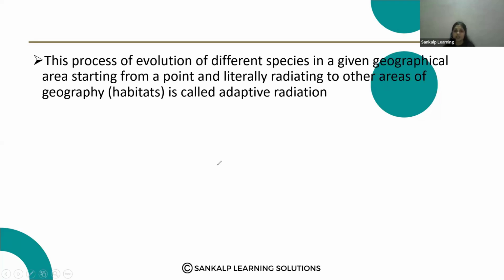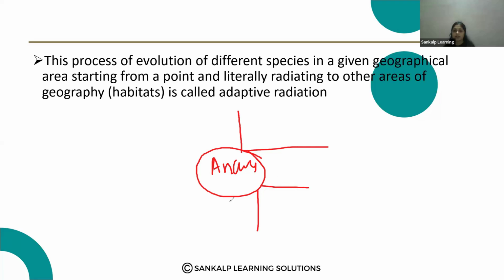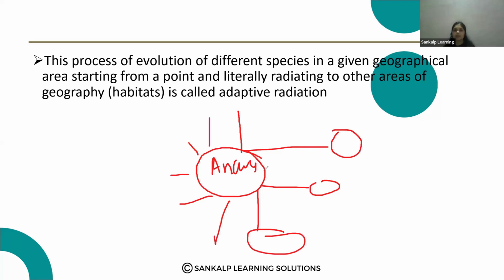Adaptive radiation means there is a single ancestor present in a particular area. Just imagine this is the ancestor. When these organisms move to different regions, according to those regions they modify their body structures, they adapt, they change, they evolve. So that is called adaptive radiation. Here Darwin's finches are one of the good examples of adaptive radiation.